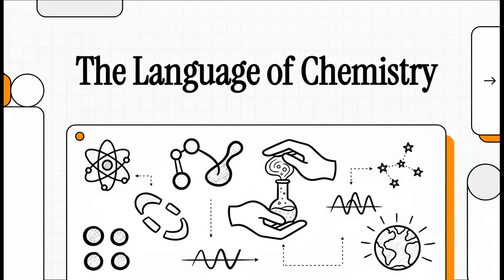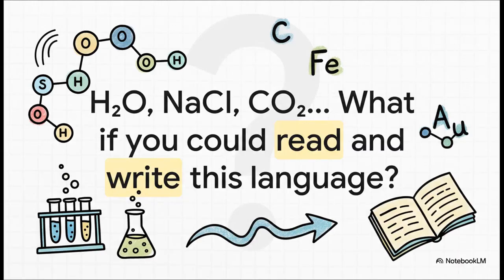All right, today we are going to decode a language that's literally all around us. It's not English, it's not code, but it describes every single thing you can see and touch. So let's just dive right in. You see stuff like this all the time, right? H2O, NaCl. They look kind of like a secret code, don't they? Well, in a way they are.